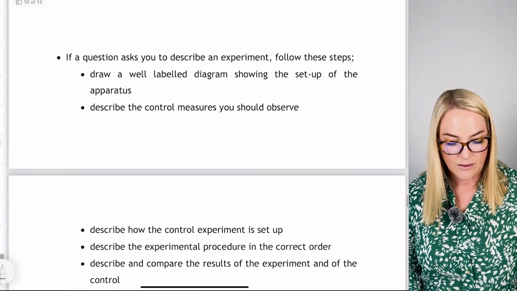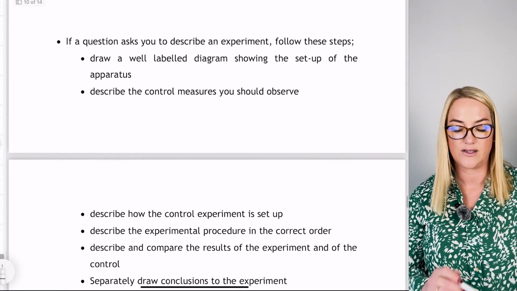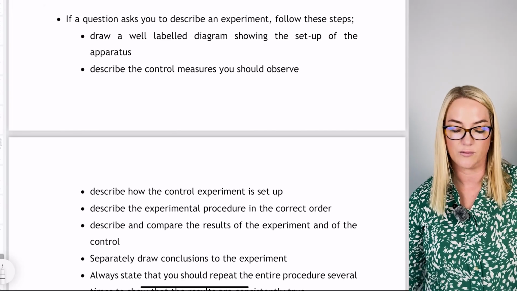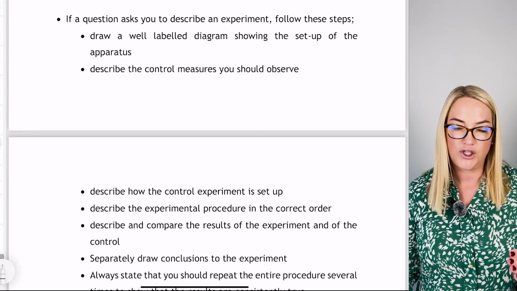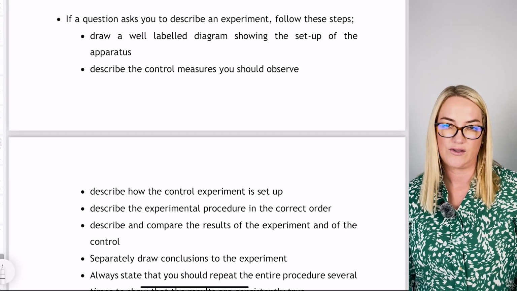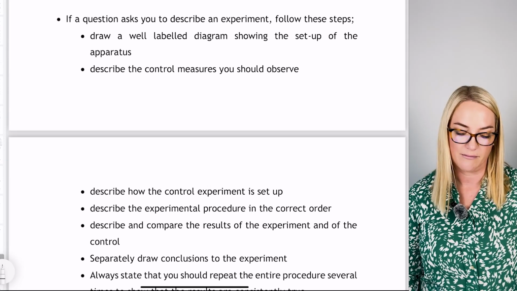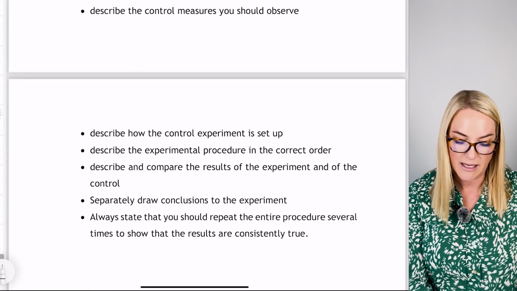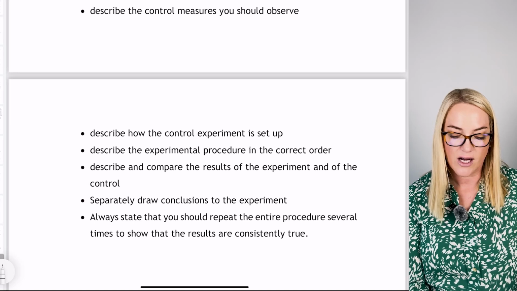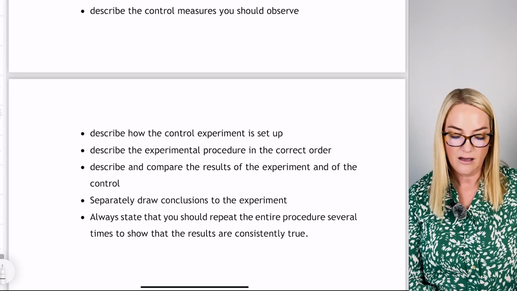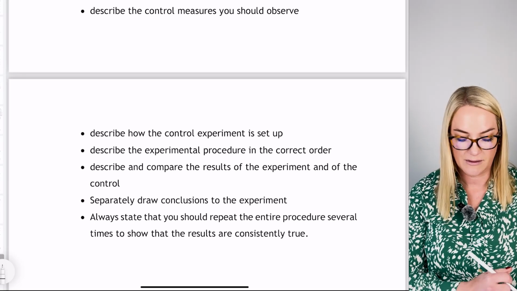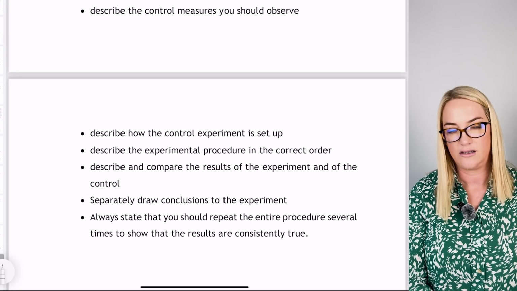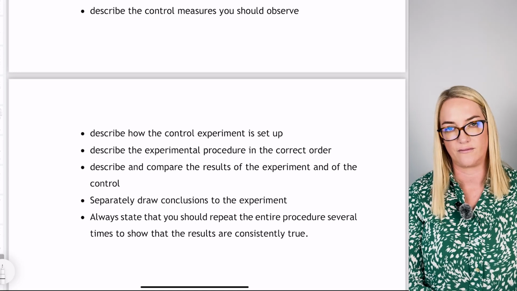So if a question asks you to describe an experiment, follow some of these steps. Draw a well-labeled diagram showing the setup of the apparatus. Make sure you describe the control you used. Put the control in the diagram. Describe how the control experiment was set up. Describe the experimental procedure in the correct order. And describe and compare the results. So separately draw your conclusions to the experiment. Always state that you should repeat the entire procedure several times to show that the results are consistently true.